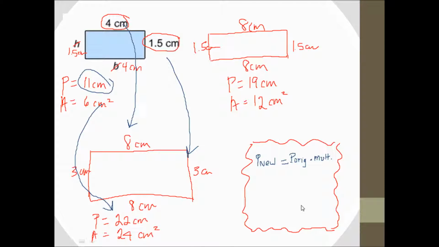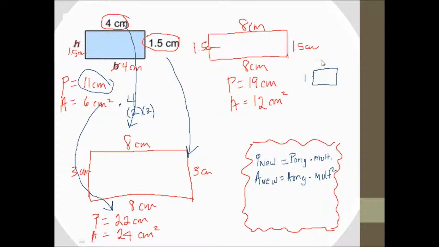Now let's take a look at the area. So your new area, I went from 6 to 24. Well, 6 times what gives me 24? And 6 times 4 gives me 24. Well, 4 is made up of 2 times 2. So it's actually your original area times your multiplier squared.